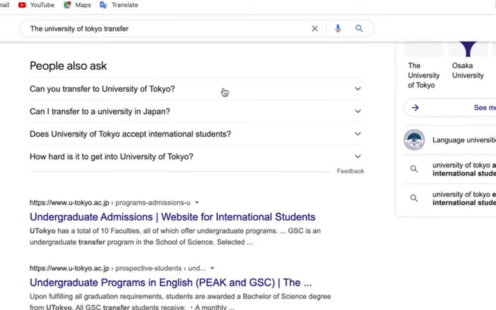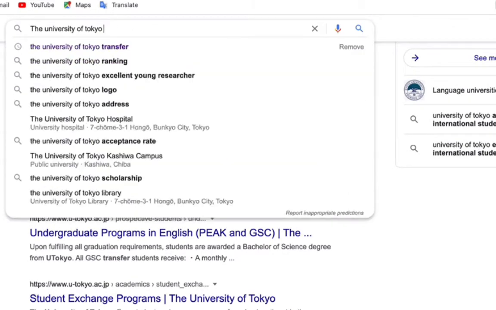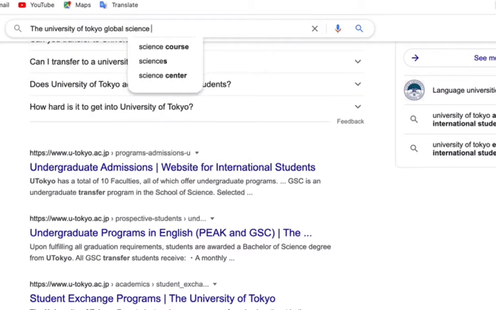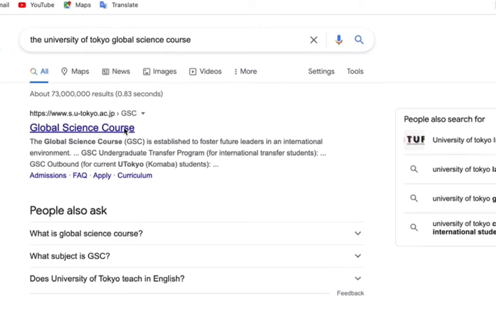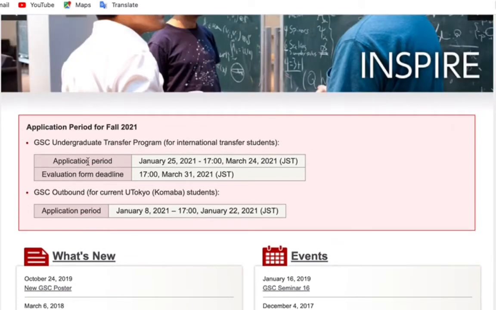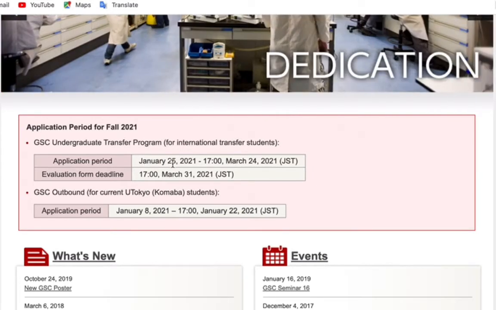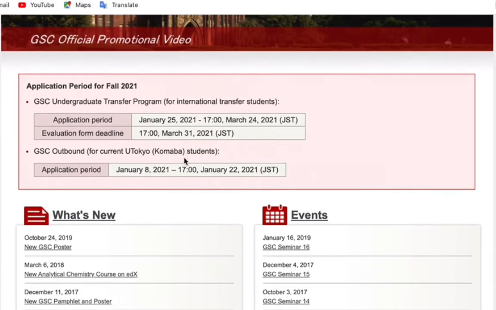Okay, so I already checked the department and it's called Global Science. So the application period has already passed for this year, unfortunately. It was from January 25th until March 24th. And then the deadline for evaluation was March 31st.